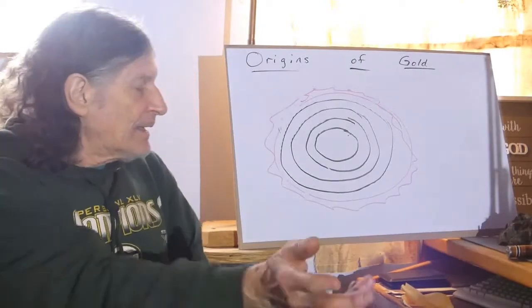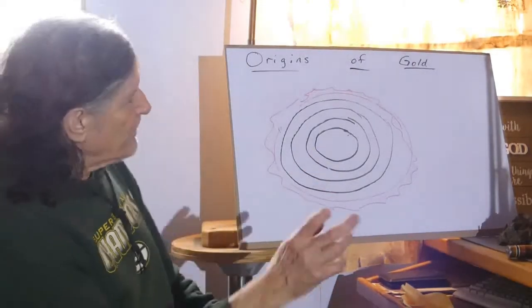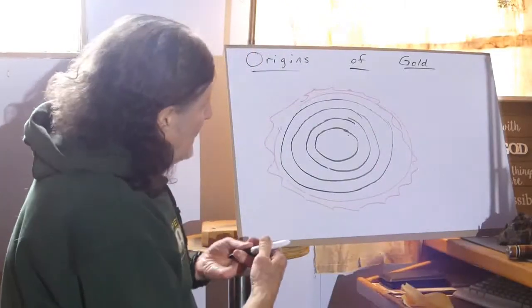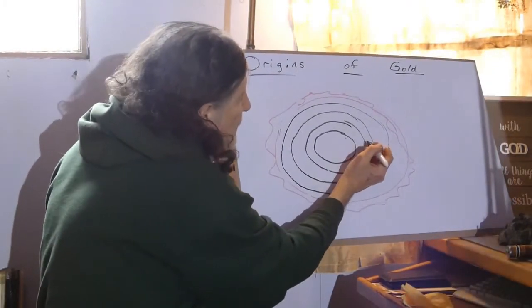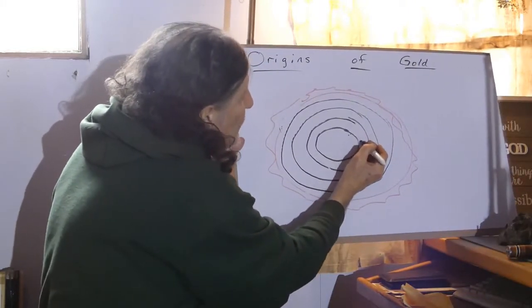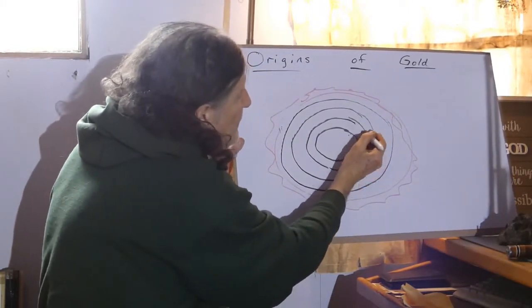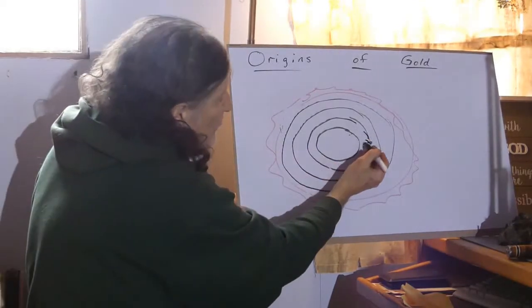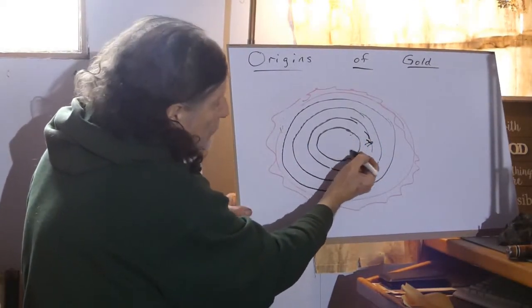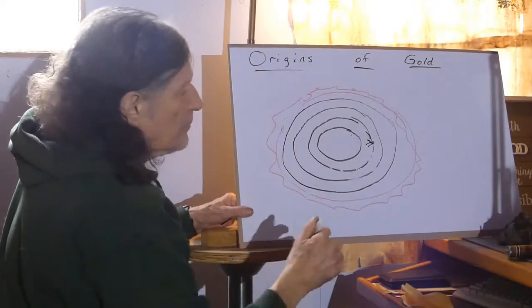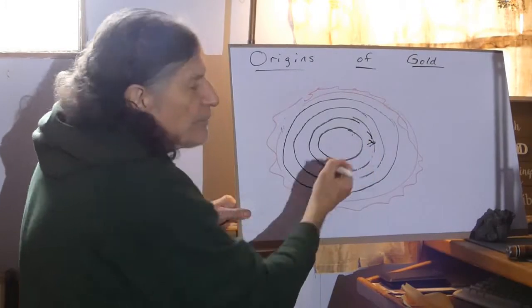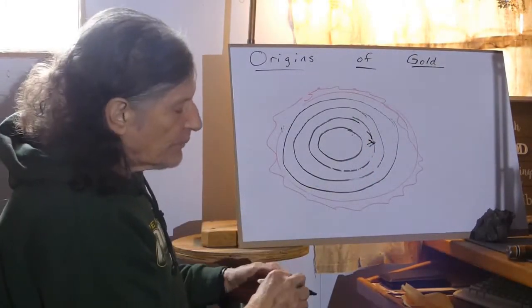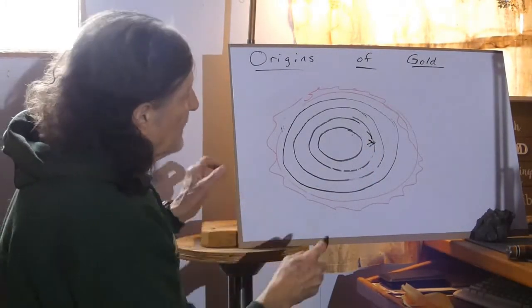Anyway, that's where gold comes from. You could call it the 79th layer. We'll call this the 79th layer here in the sun. And as you go up in atomic number, you get up into uranium and different things like that. The larger the mass, or the larger the atomic number, the closer it is to the core.